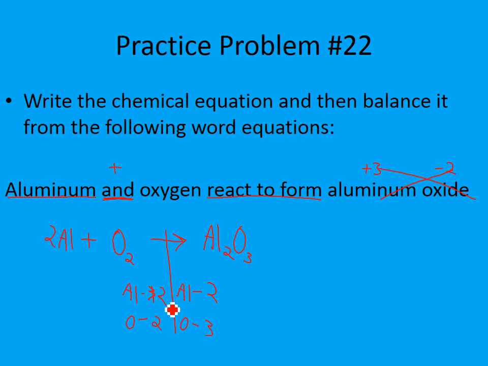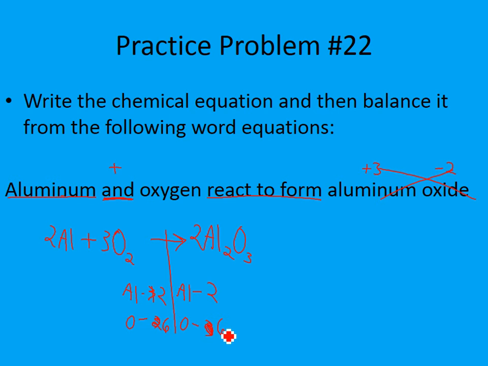Now let's go down to oxygen. Okay, now this is like one we just did. 2 and 3. What's the lowest number that both 2 and 3 is going to go into? 6. So I need to get to 6 on the left side. How would I do that? Yeah, I need 3 oxygen molecules here. So that gets me to 6. How would I get to 6 oxygens on the right side? Yeah, I need to put a 2 right here. That gets me to 6 oxygens.